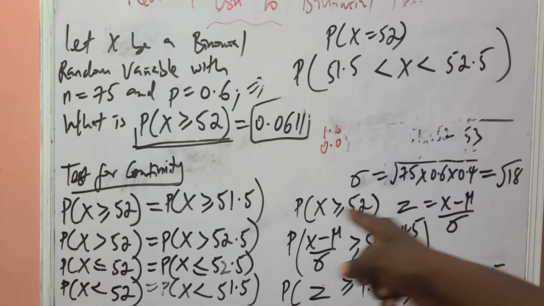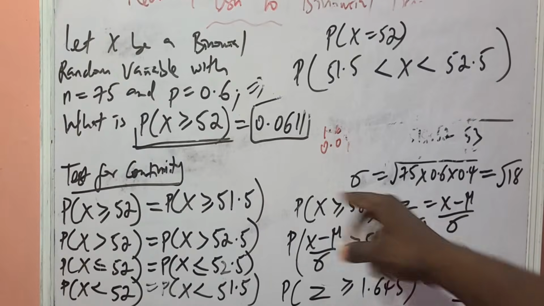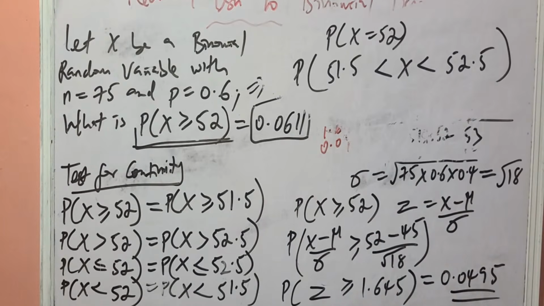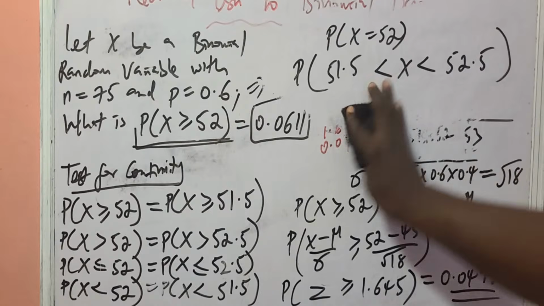So let's quickly move on to now the question we were solving before, that we got 0.0495. Let's try and now apply our test for continuity. Of course, we're not going to do so much changes.